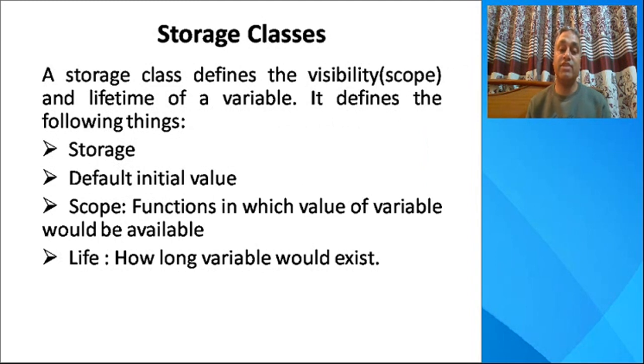Now first of all I will define what a storage class is. A storage class defines the visibility or scope and lifetime of a variable. It defines the following things about a variable: where the variable will be stored, its storage, its default initial value, scope of the variable, that means the functions in which the value of the variable would be available, and at last the life of the variable, how long the variable would exist in the program.